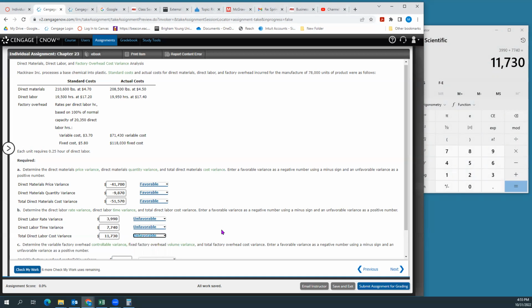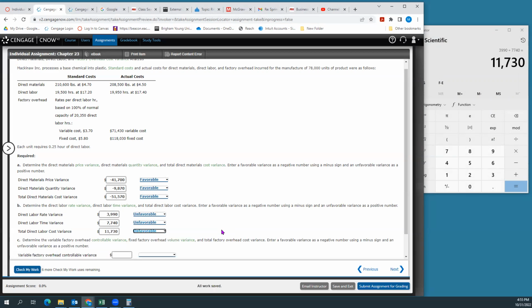This helps us break down and say, well, why did that cost more? Well, it cost 3,990 more because the rate was higher than we planned for. We had to pay more for our direct labor, and it cost 7,740 more because the job took us more time. And then we're going to say our overall rate variance.